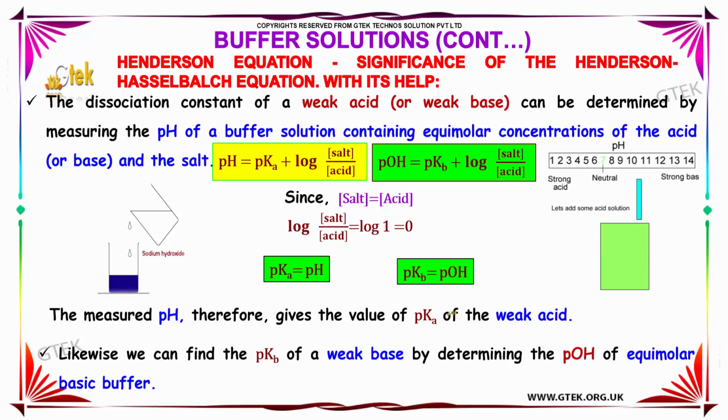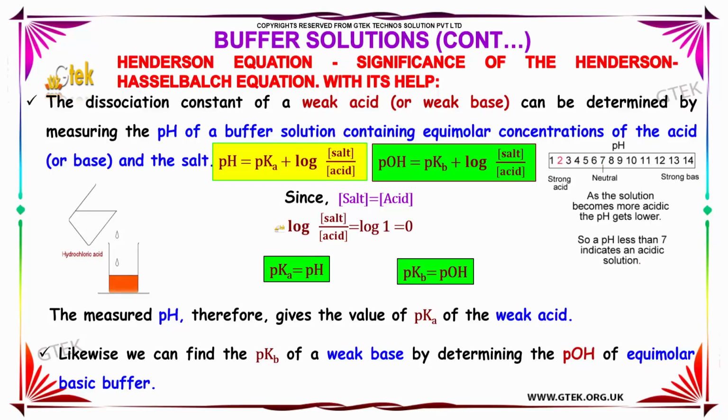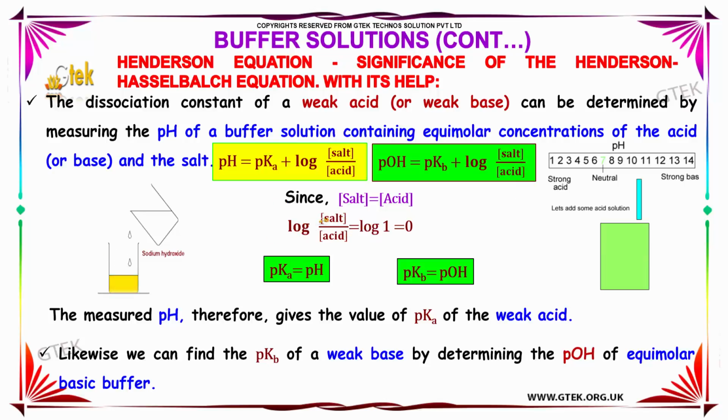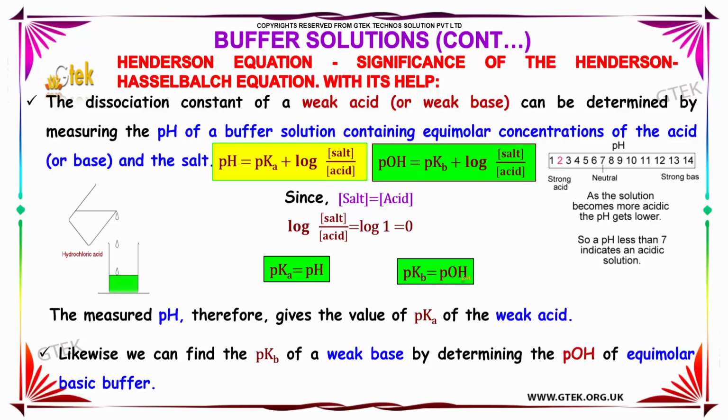The dissociation constant of a weak acid or a weak base can be determined by measuring the pH of the buffer solution containing equimolar concentration of acid or base and the salt. So pH will be equal to pKa plus log salt by acid and pOH will be equal to pKb plus log salt by acid. Since salt is equal to acid, log of salt by acid will be equal to log 1, that is equal to 0. So pKa will be equal to pH and pKb is equal to pOH. The measured pH therefore gives the value of pKa of the weak acid.